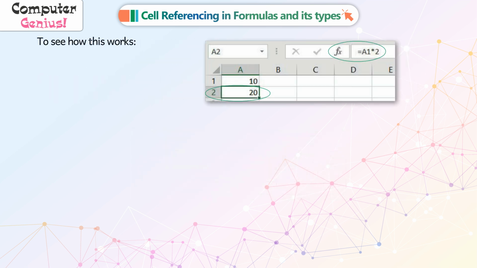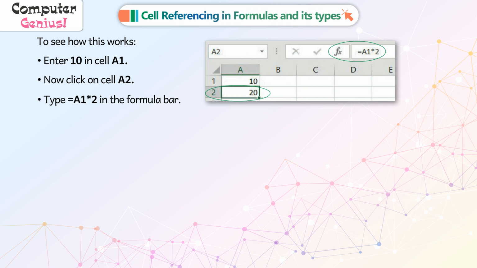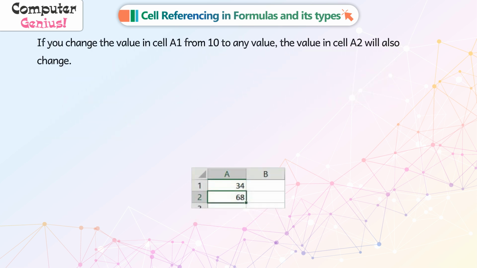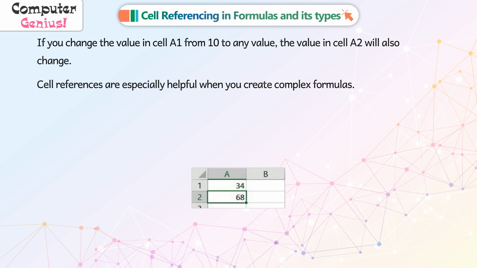To see how this works, enter 10 in cell A1. Now click on cell A2. Type =A1*2 in the formula bar. Press the Enter key. The value in cell A2 is 20. If you change the value in cell A1 from 10 to any value, the value in cell A2 will also change. Cell references are especially helpful when you create complex formulas.